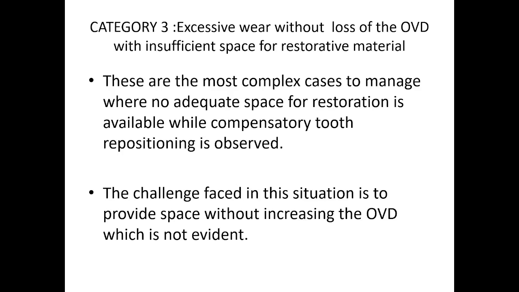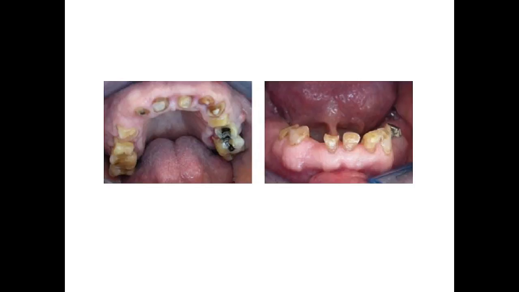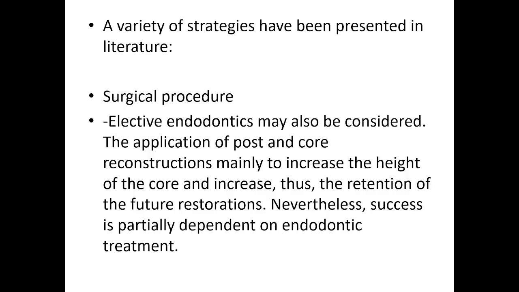Category 3, excessive wear without loss of OVD with insufficient space for restorative materials. These are the most complex cases to manage, where no adequate space for restoration is available, while compensatory tooth repositioning is observed. The challenge faced in this situation is to provide space without increasing the occlusal vertical dimension, which is not evident. This is a case where we can see that it looks very complicated and the dentoalveolar compensation has taken place. So a variety of strategies have been presented in the literature in order to manage this category.